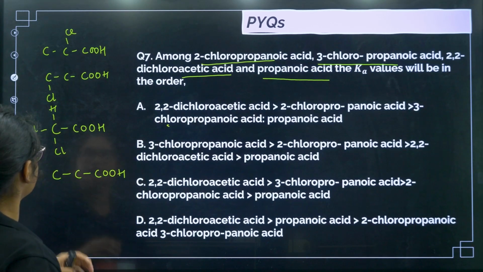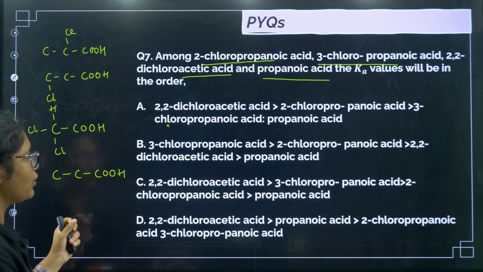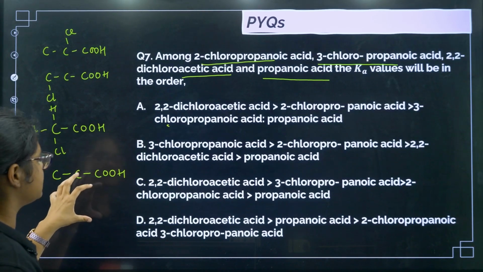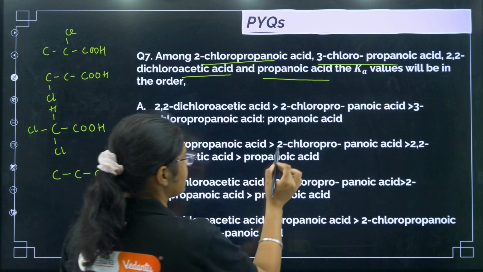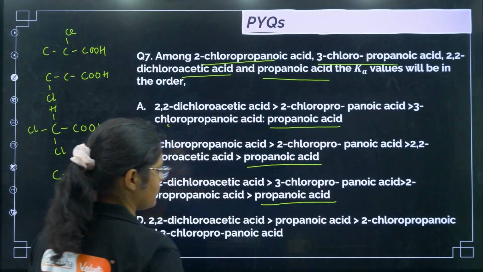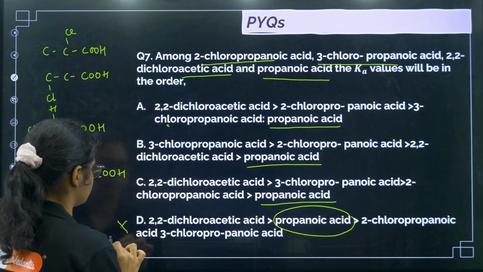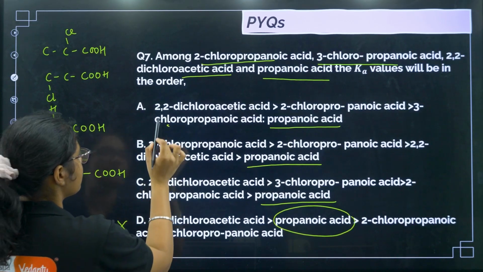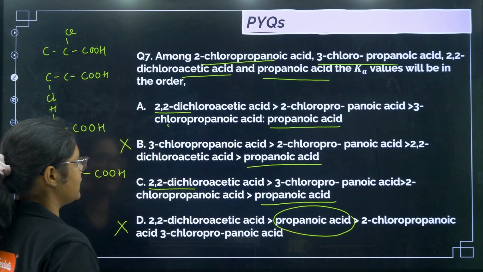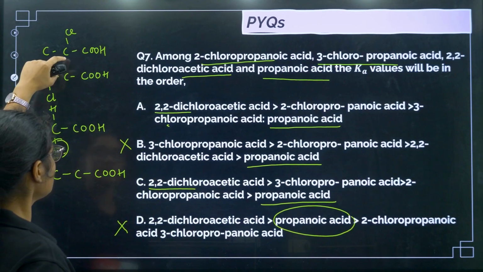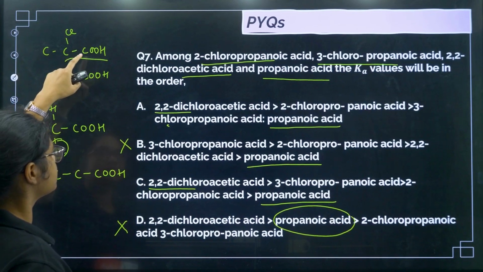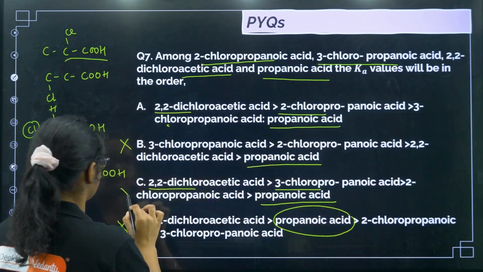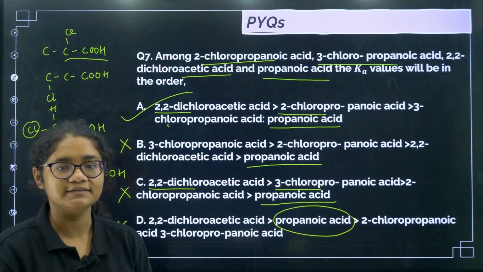You see here propanoic acid does not have any withdrawing group, so definitely propanoic acid will be least acidic. If it is least acidic, its Ka value will be least. Propanoic acid is least in some options, but here we can eliminate option D. Next, there are 2 chlorine groups in 2,2-dichloro, so definitely this one will be more acidic. Out of the other two, the chlorine is closer to the COOH group in 2-chloropropanoic acid, so it will stabilize more. So we eliminate this option and the correct answer is option A.